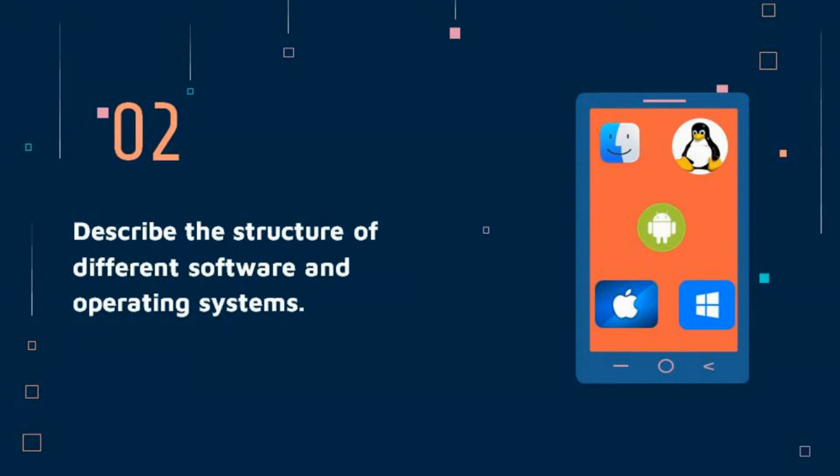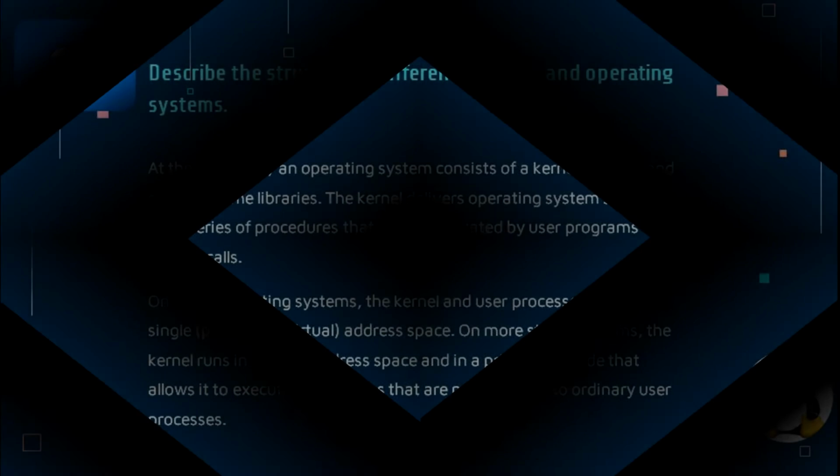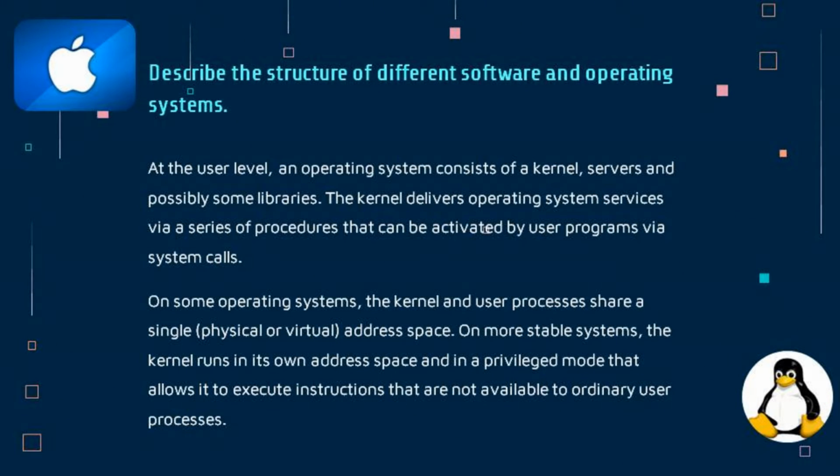Objective number 2. Describe the structure of different software and operating systems. At the user level, an operating system consists of a kernel, servers, and possibly some libraries. The kernel delivers operating system services via a series of procedures that can be activated by user programs via system calls. On some operating systems, the kernel and user processes share a single physical or virtual address space.